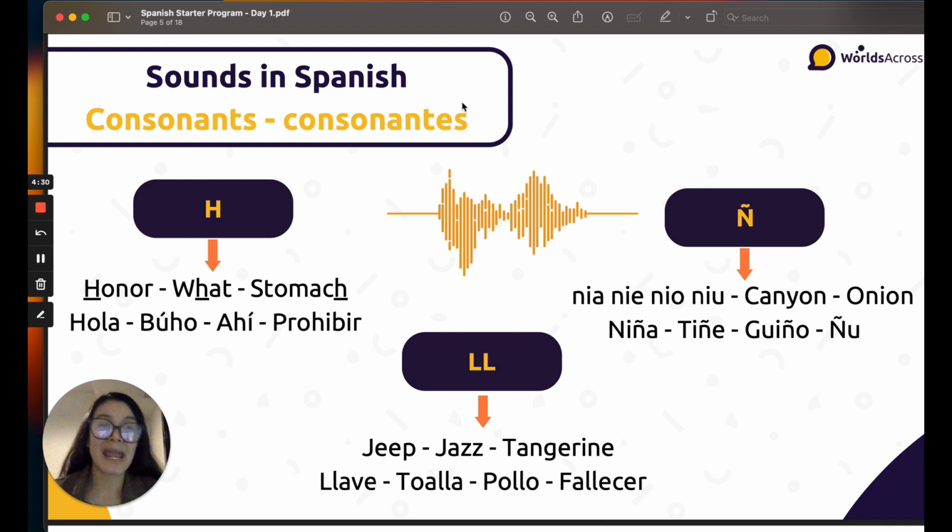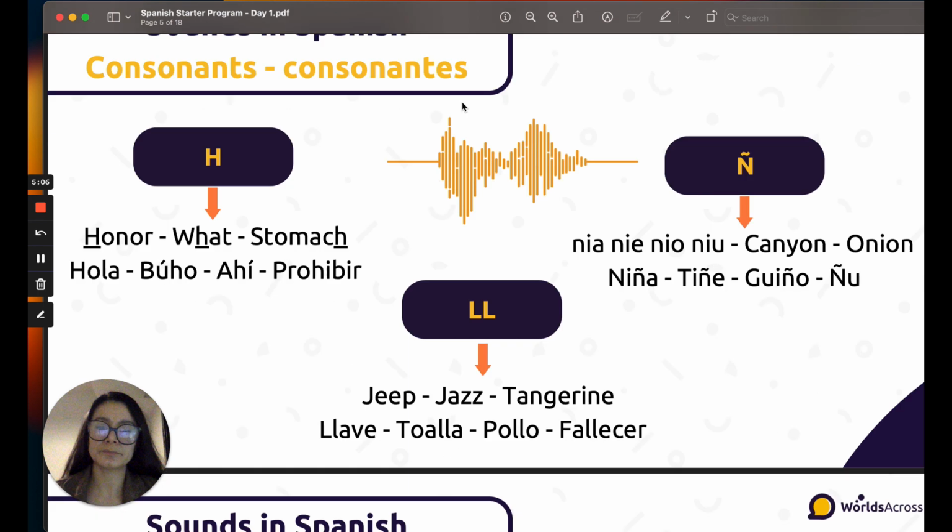Then we have the letter ñ. You don't have that in English, but its sound is like an N-I and then a vowel. Nia, nie, nio, and niu. For example, in English, canyon and onion, okay? In Spanish it would be niña, tiñe, guiño, and ñu, okay? You see, it's like an N and an E, that little symbol that you have on top, imagine there is an E there, but it's very, very close to the tongue and the upper part of the mouth, okay? Muy bien.